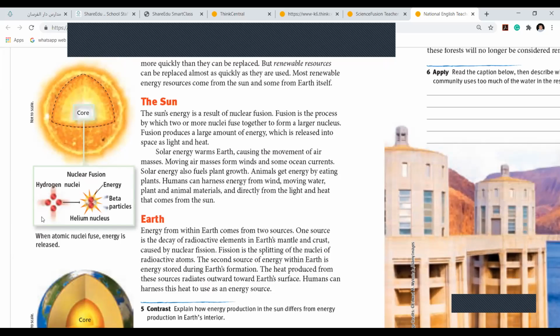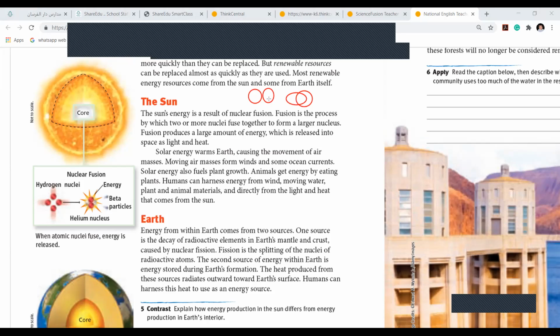The sun's energy is a result of nuclear fusion. Fusion is the process by which two or more nuclei fuse together to form a larger nucleus. Girls, two nuclei combine together, like two nuclei here. This is fusion. They combine together. Here they're not combining. Actually, combining is this way.